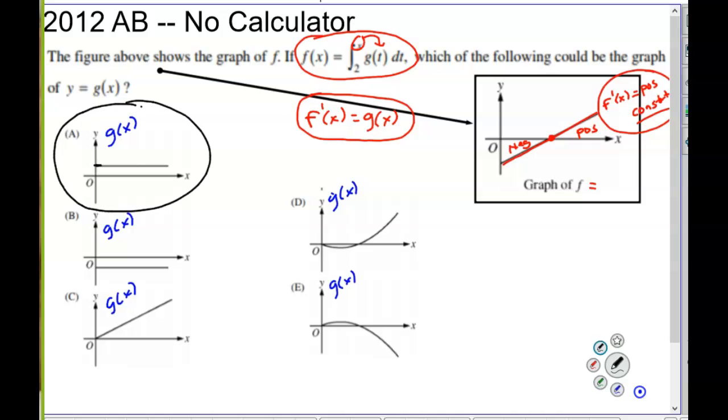So notice here, g is always the same thing. It's a constant. It's the same number no matter what. It's positive because it's above the x-axis, and it's never changing. And that's what this slope is. Anywhere on this line, this is a positive slope. It's never changing. It's always the same number.